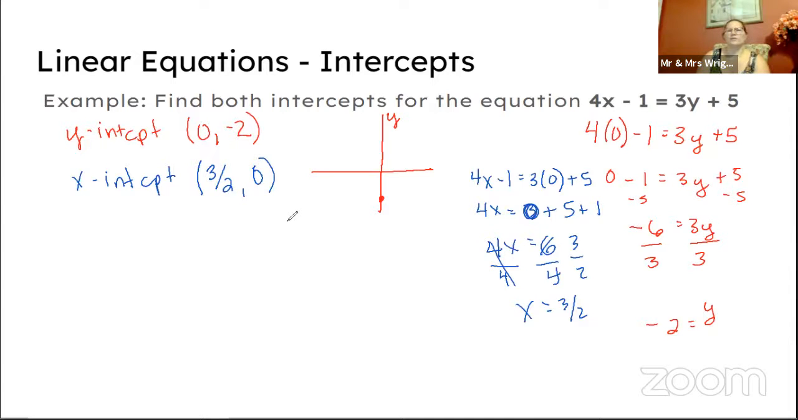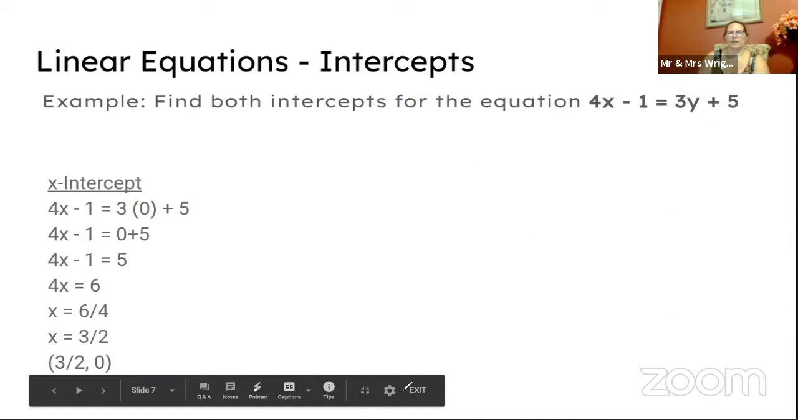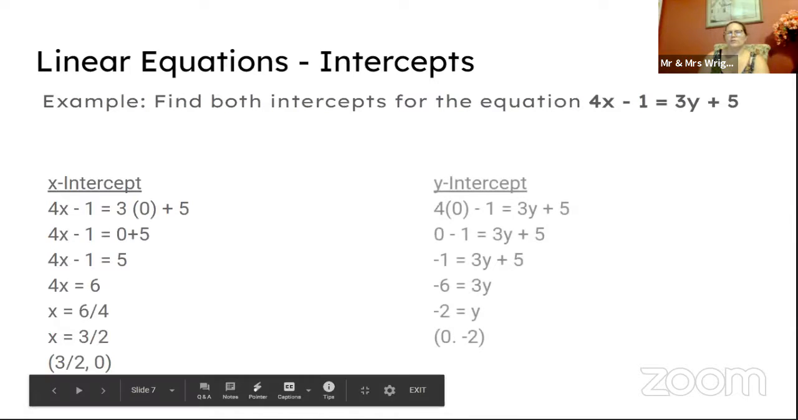And my y is going to be 0. So what does that look like? Well, I'm going to move a positive 3 halves, which is 1.5 right here. And I'm going to go up and down 0, because that's my output value. Here's some written out work for the x-intercept. Here's written out work for the y-intercept.